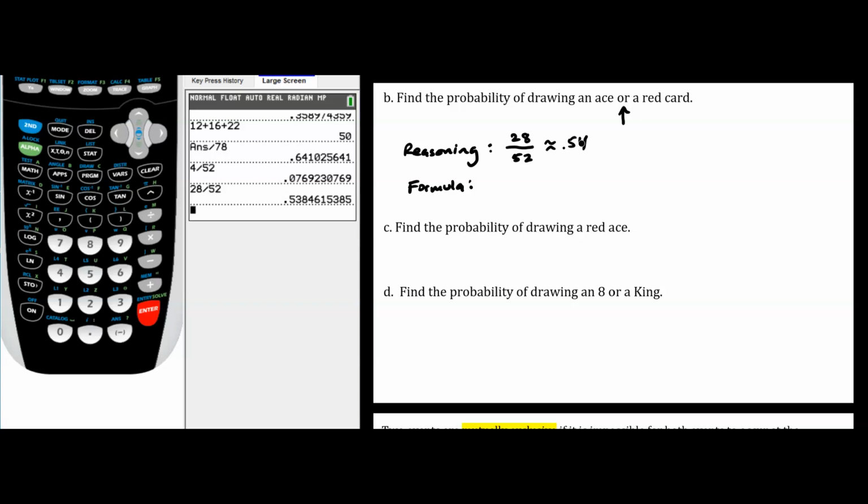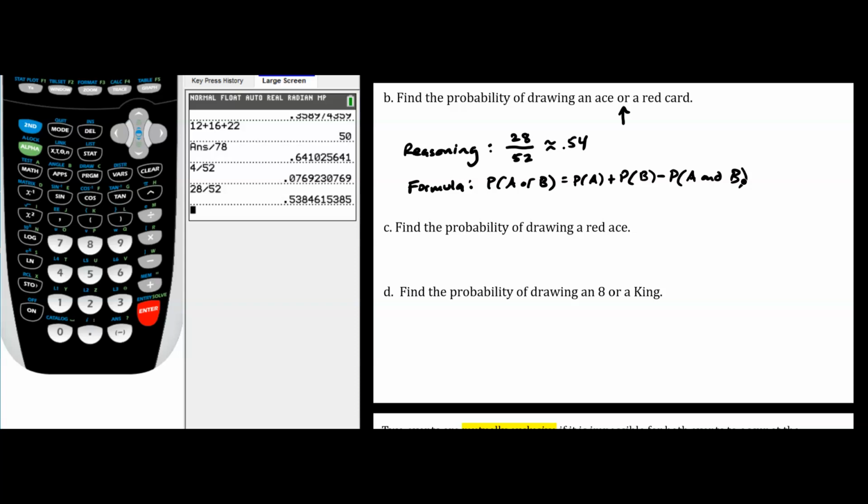Now, if you want to look at it from the formula perspective, when you see that word "or" in there, remember that the probability of one thing or another is equal to the probability of the first event plus the probability of the second event minus the probability of the intersection of those events.